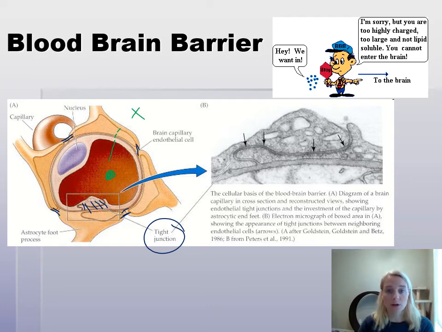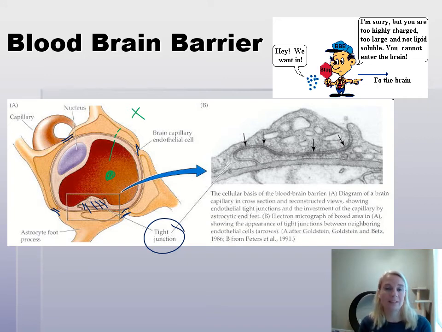So what are some of those characteristics? Well, you have to think back to your understanding of phospholipid bilayers and what is naturally permeable to those phospholipid bilayers. I have my little stop sign guy, a comic in the corner, saying, hey, we want in. We're little particles that are in the capillary. Can we come in? He's like, no, I'm sorry, but you're charged, you're big, and you're not lipid soluble. So you cannot enter the brain. So those things are going to get blocked.